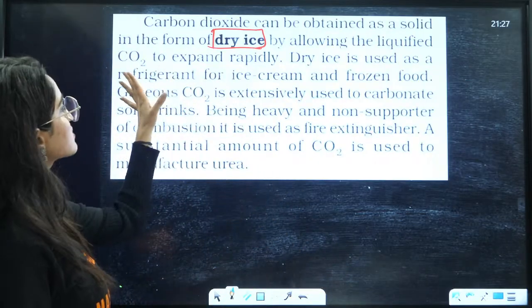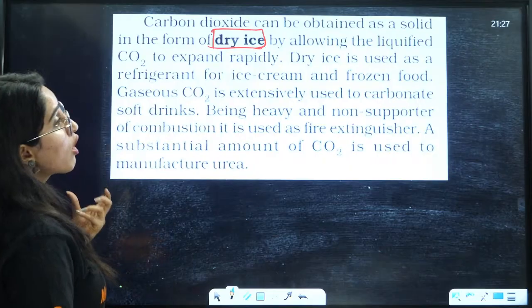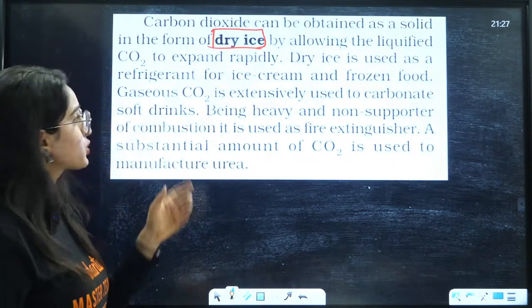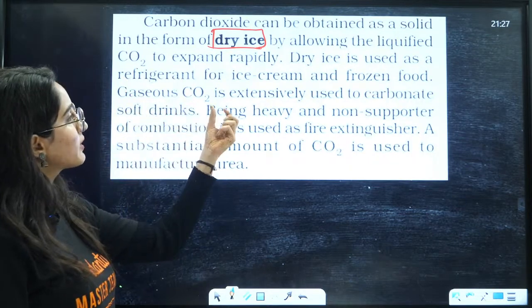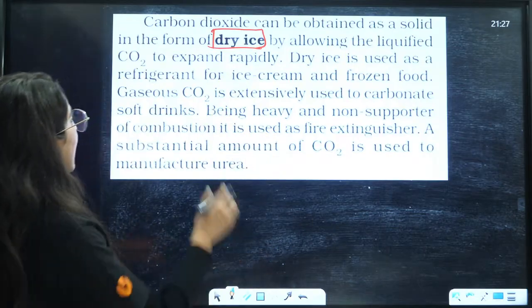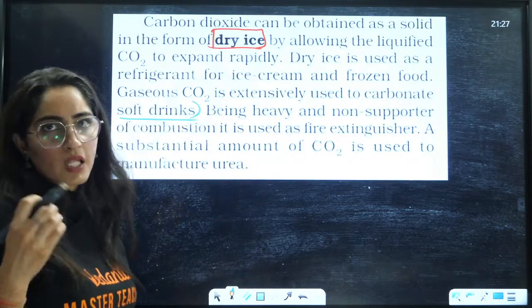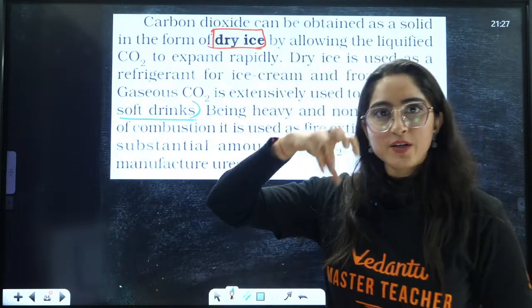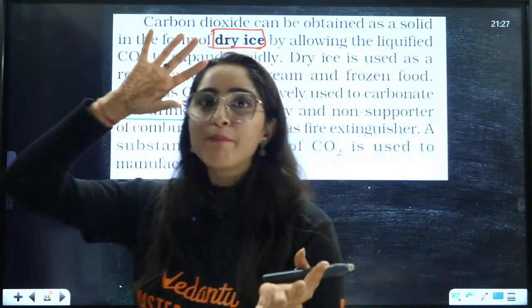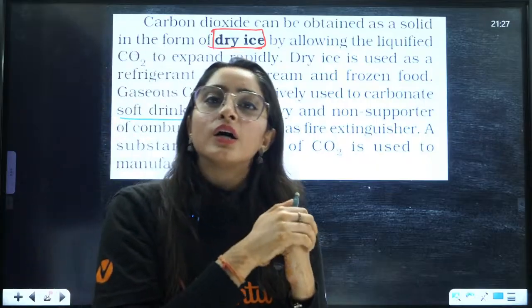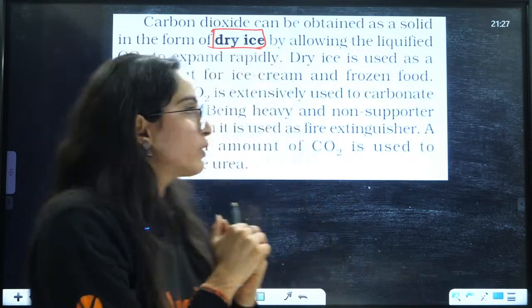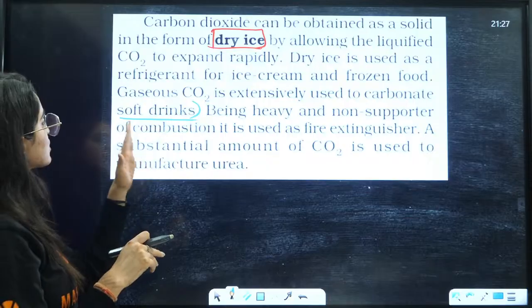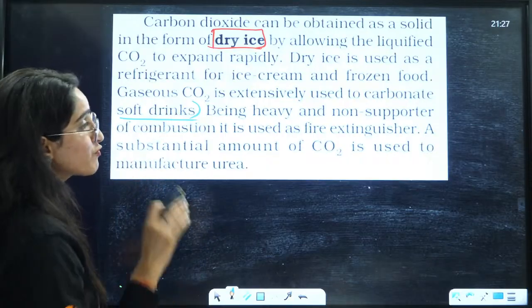Dry ice is used as a refrigerant for ice creams, frozen foods, right? Gaseous carbon dioxide is extensively used in carbonated soft drinks. This also we have studied in solution chapters, that carbon dioxide is at a high pressure. It is there in the soft drinks, right? Carbonated drinks. Being heavy and a non-supporter of combustion, it is used as a fire extinguisher.